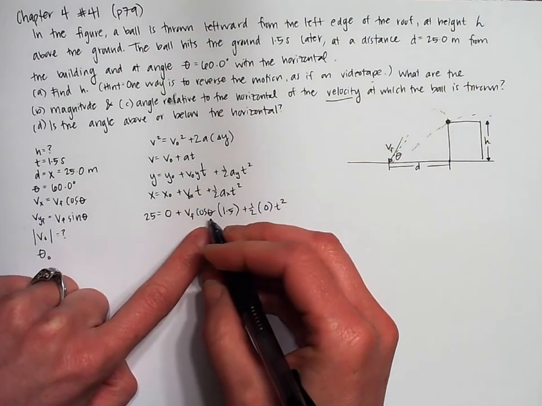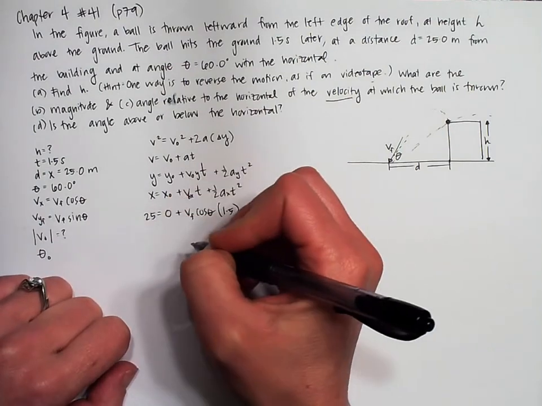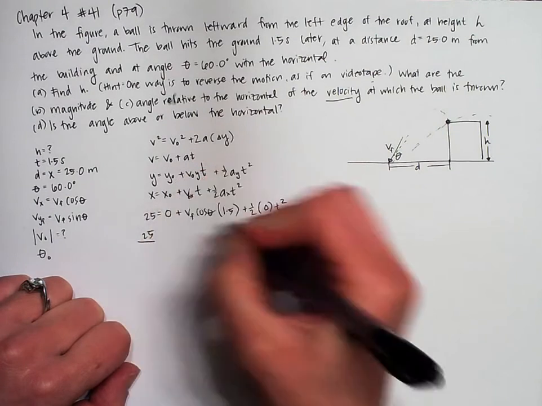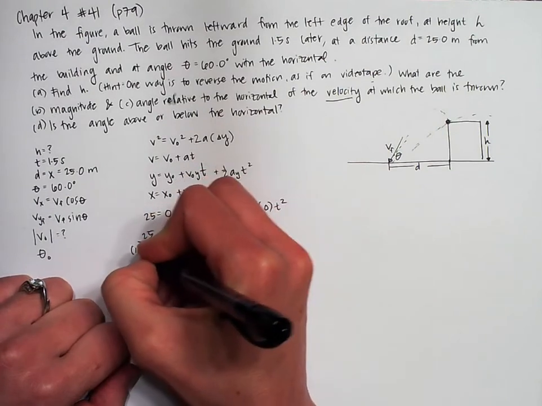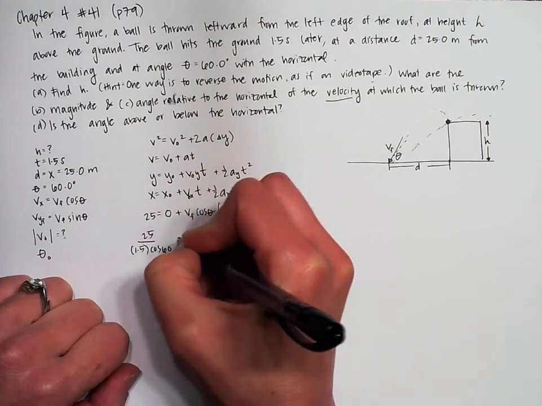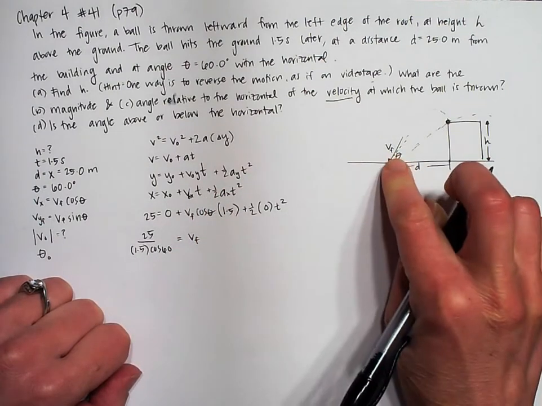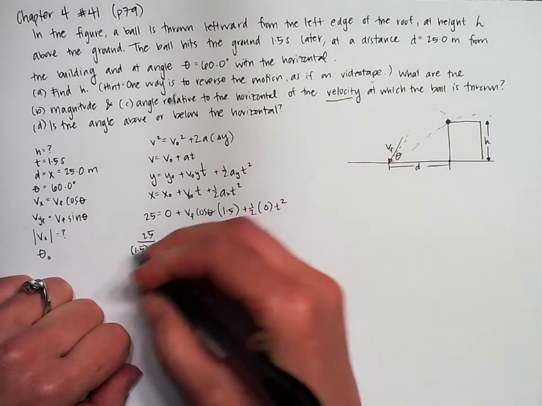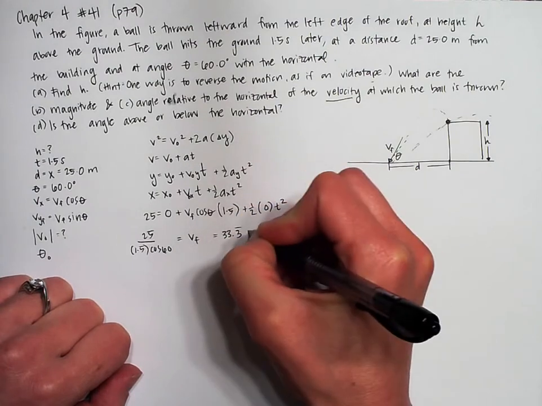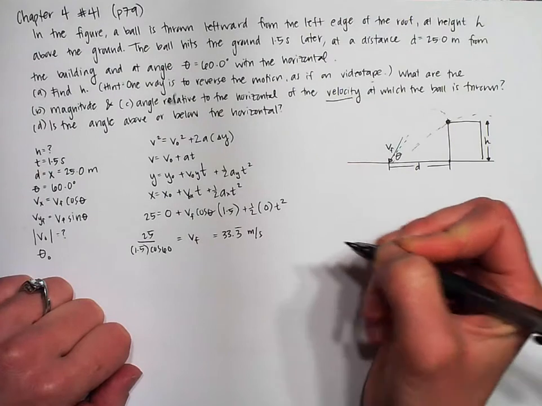And so we know our theta. This theta is 60 degrees. And so I will have 25 over my time, 1.5, cosine 60, equals this v final right here. I can work this out, and it turns out to be 33.3 meters per second.